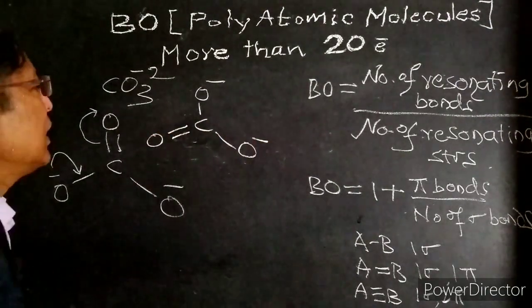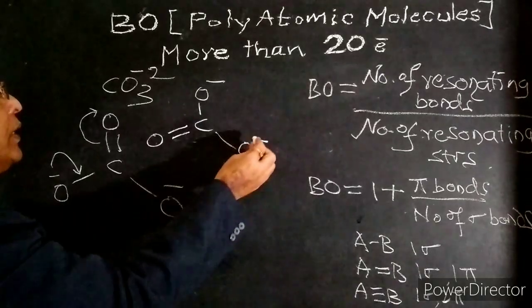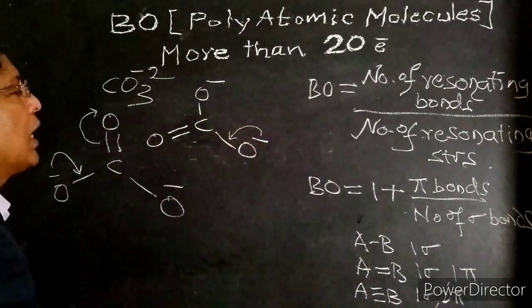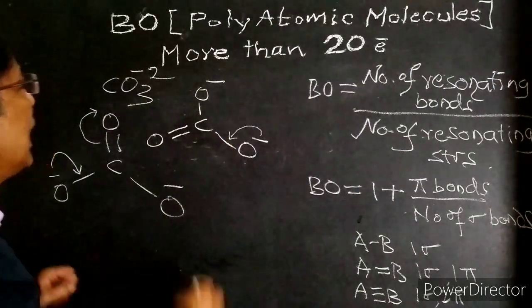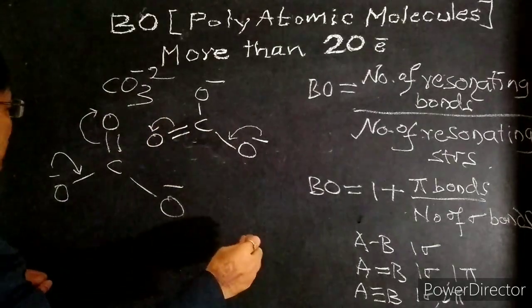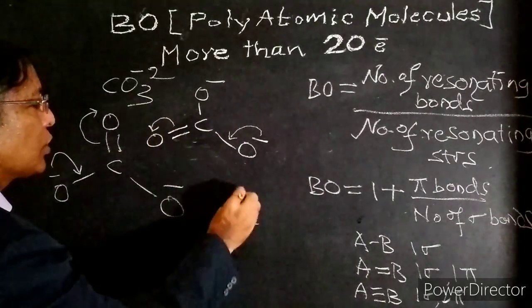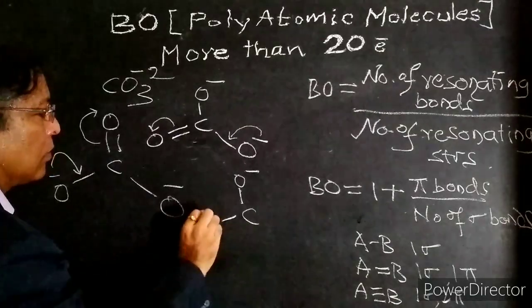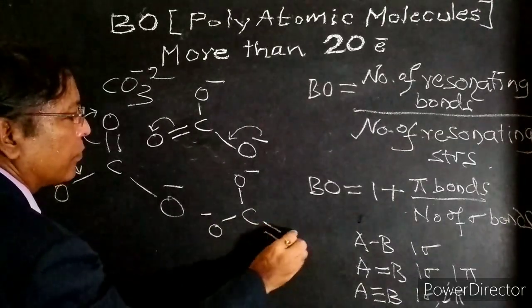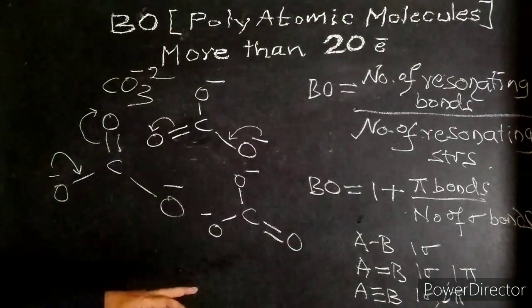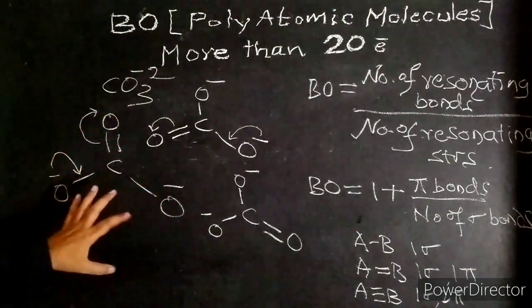Then the third resonating structure is this. The negative charge will convert into a double bond and this oxygen will become negatively charged. Therefore, the third structure is like this. These are the three possible structures of CO3 minus 2.